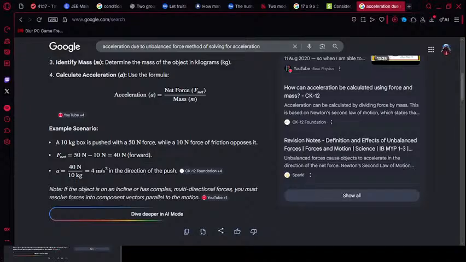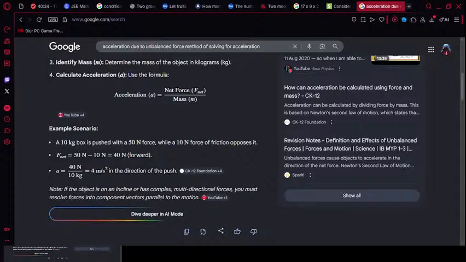Now we have a sub-question in this. The sub-question states: what if I break the string? If the string breaks, but F continues to act, describe the motion of M1. If I cut the string, the tension stops acting, and M1 is going to move in a downward direction with an acceleration where M1G and F are acting. Acceleration is equal to M1G plus F.